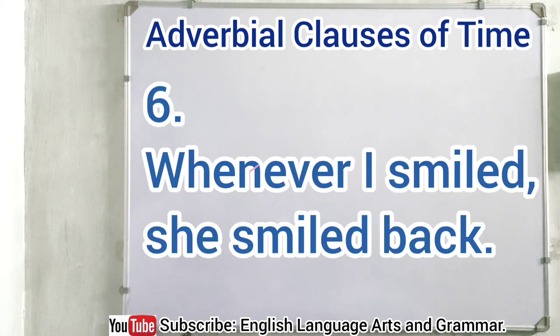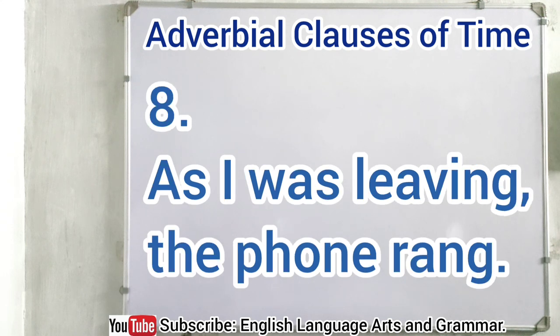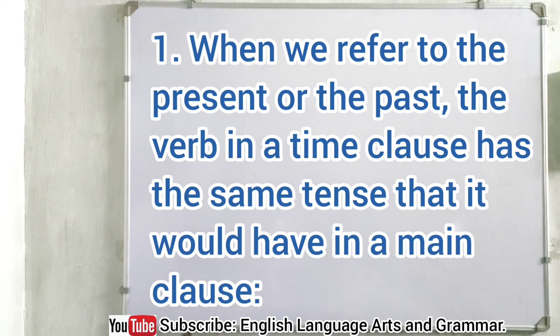Example 6. Whenever I smiled, she smiled back. Example 7. I shall wait here till you return. Example 8. As I was leaving, the phone rang. When we refer to the present or the past, the verb in the time clause has the same tense that it would have in a main clause. Let us learn some examples.